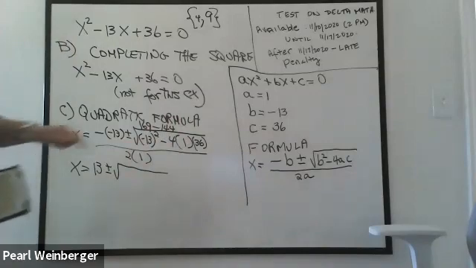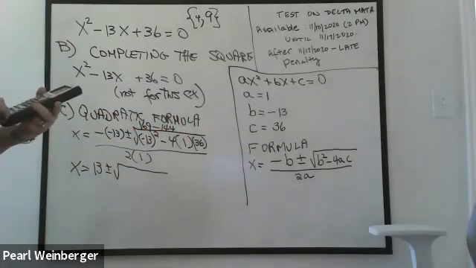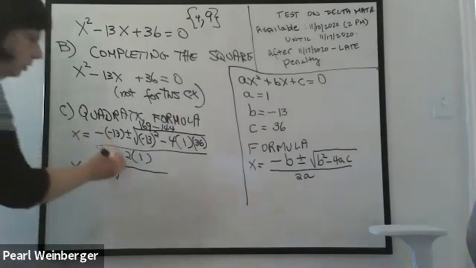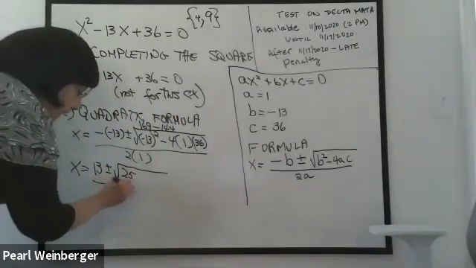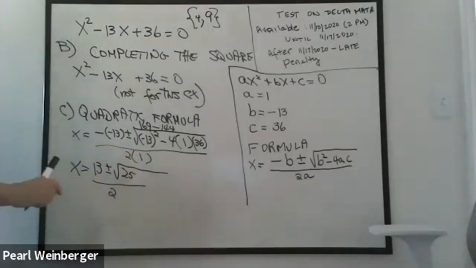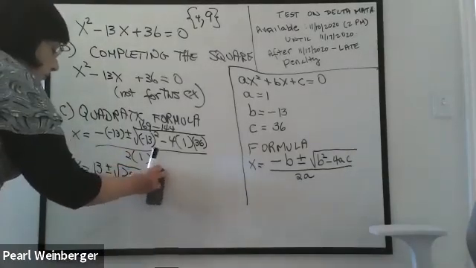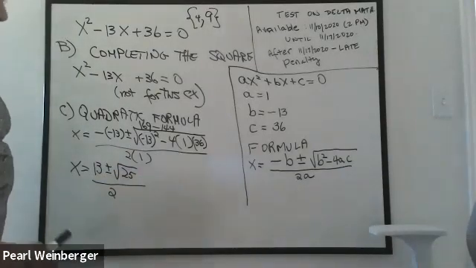So inside the parentheses, I get 169 minus 144. And when I do 169 minus 144, it gives me 25. So this number comes out to be 25. And this becomes 2 times 1 is 2. Now it turns out that the number inside my radical, in this case, happens to be a perfect square.